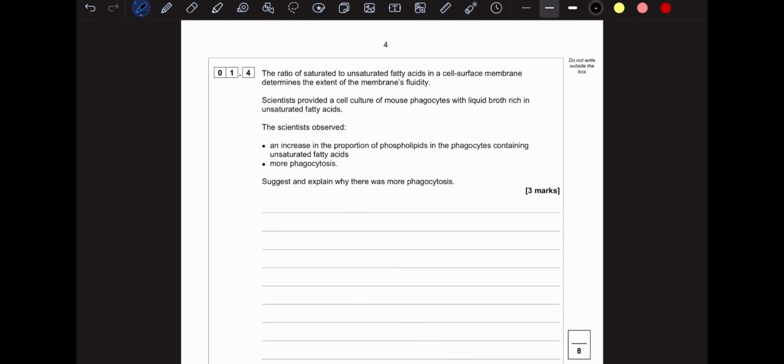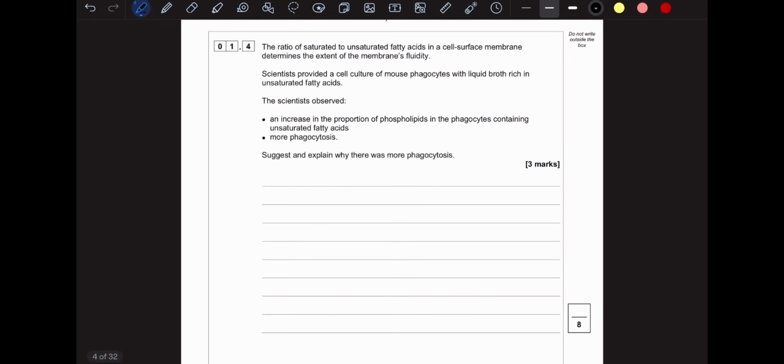Okay, the ratio of saturated to unsaturated fatty acids in a cell surface membrane determines the extent of the membrane's fluidity. Now, scientists provided a cell culture of mouse phagocytes with a liquid broth rich in unsaturated fatty acids, and they observed an increase in the proportion of phospholipids in the phagocytes containing unsaturated fatty acids, and they also observed more phagocytosis.